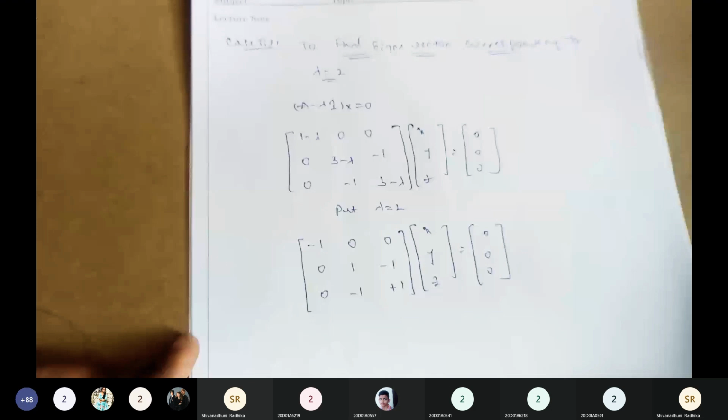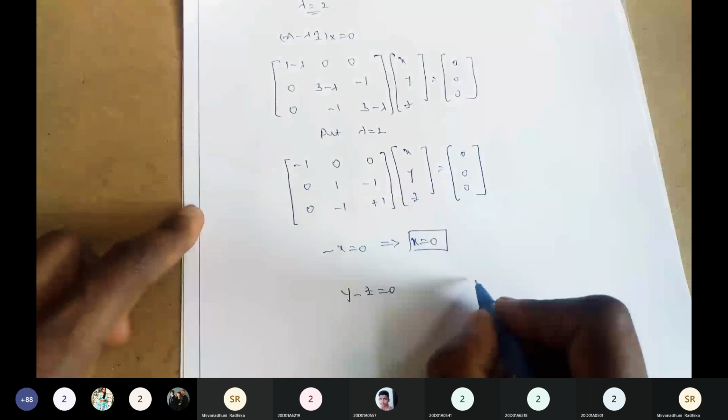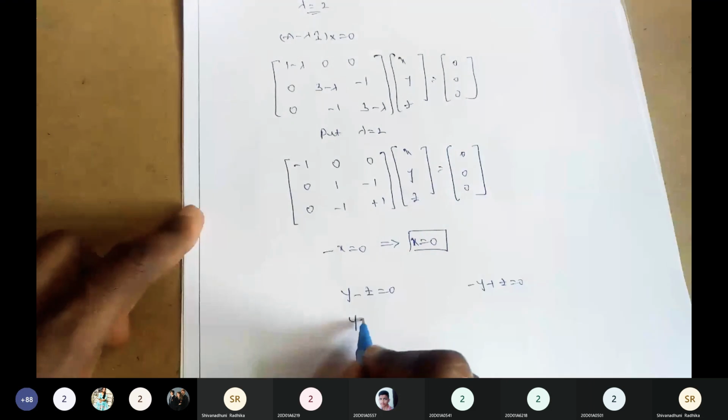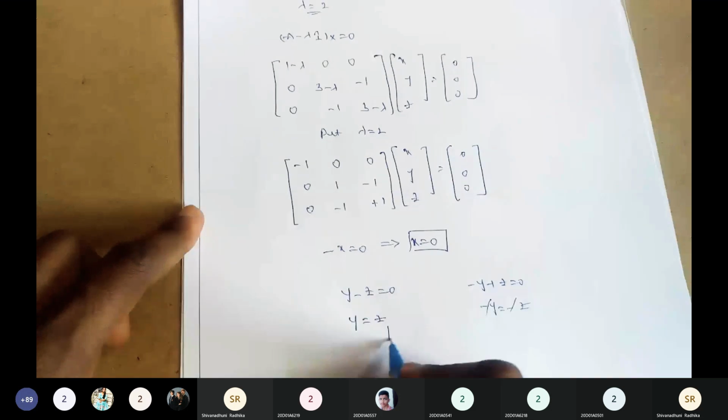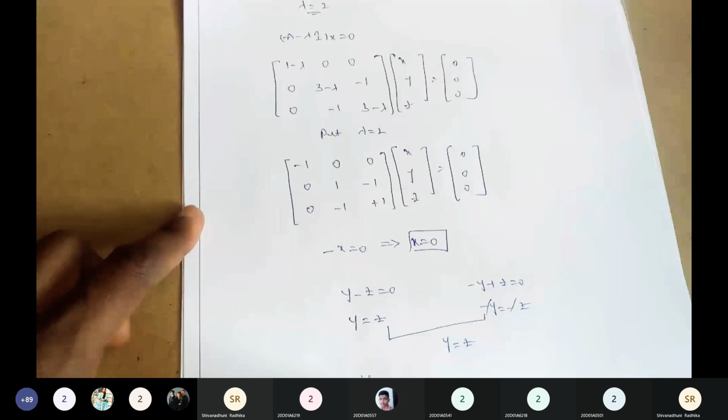Now, go for the second one. So, 0, y minus z equals 0. And the third equation is what? Minus y plus z equals 0. Here, y equals z. And minus y equals minus z, minus minus cancel. For both equations we are getting y equals z. If y equals 1, then what is the z value here? 1 also. Is it clear?